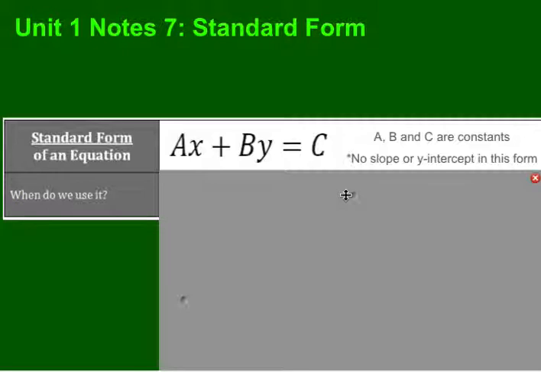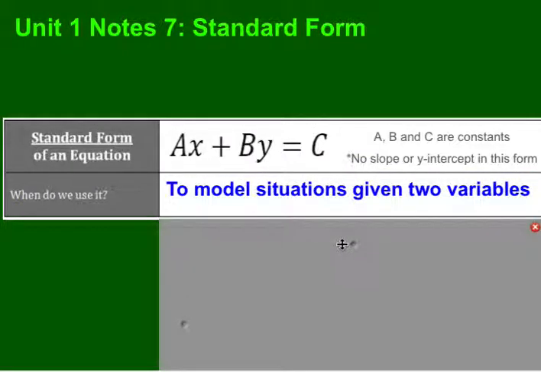So when do we use it? Because we can't really use it to graph because there's no slope or y-intercept. So we typically use this to model situations when you're given two variables. So this is really going to be used for a lot of word problems. So that's something that we are going to practice today.